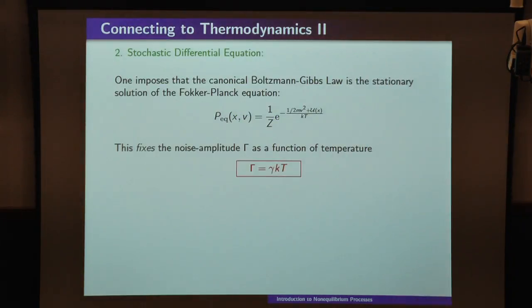If we do the same game on the level of the Fokker-Planck operator, we shall say that the Fokker-Planck operator has in its kernel the Boltzmann-Gibbs measure, which in continuous space is given by exponential minus the total energy, sum of kinetic energy and potential energy, divided by kT. Well, if you just plug it into the Fokker-Planck operator, this will give you back the Einstein relation.